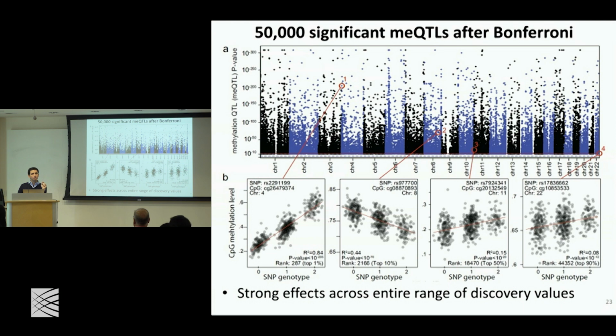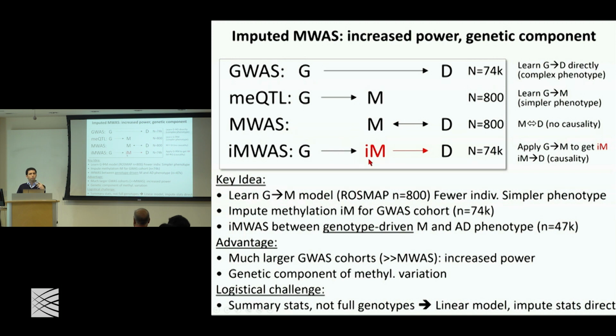Because if we can predict the epigenome at birth, it's not just a consequence of the disease, it's not just a consequence of the environment or behavioral choices that this person made. It is truly driven by the genetic variation of that individual. So we're going to use that information now to do something very cool. Instead of doing GWAS, which goes from genetics all the way to disease directly, instead of doing methylation QTLs that basically go from the genetics to the methylation, and instead of doing MWAS, methylome-wide association studies that basically look at the correlation between methylation and disease, we're going to look at a combination of them.